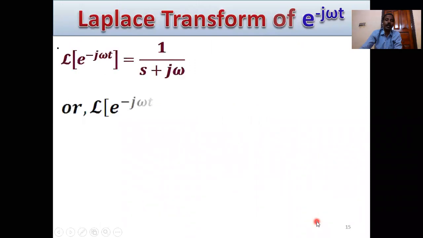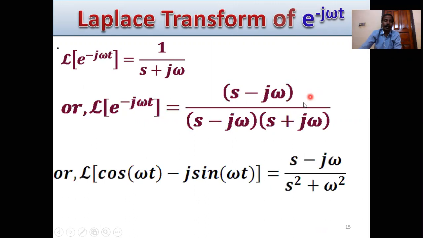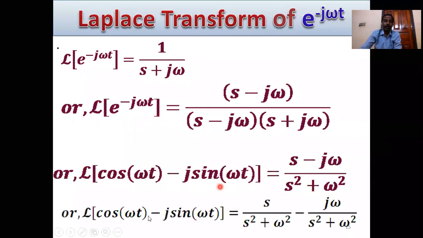Then again, multiplying numerator and denominator by s minus j omega, we get on the left hand side cos omega t minus j sin omega t, and on the right hand side s minus j omega by s square plus omega square. Again split this into real part and imaginary part, and we get s by s square plus omega square, and minus j omega by s square plus omega square.